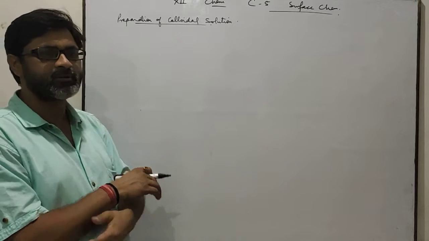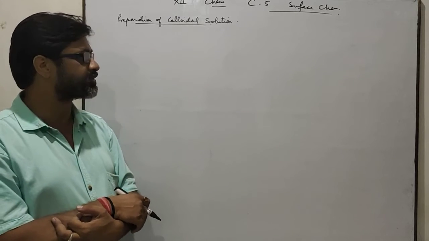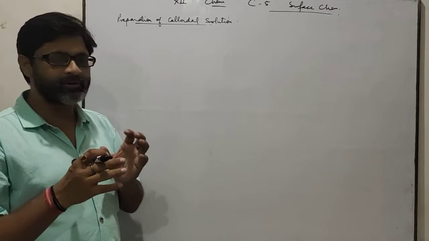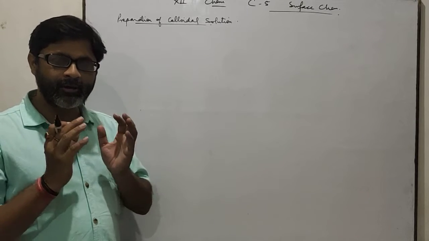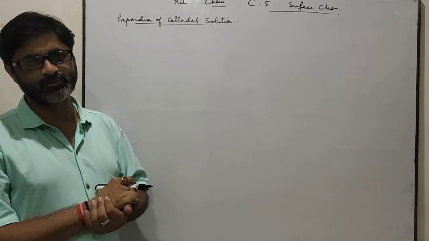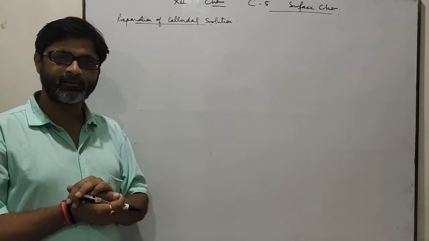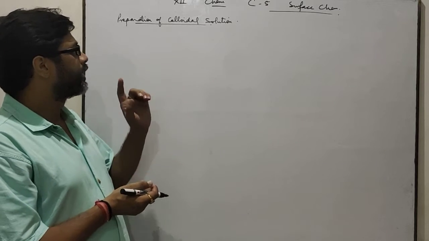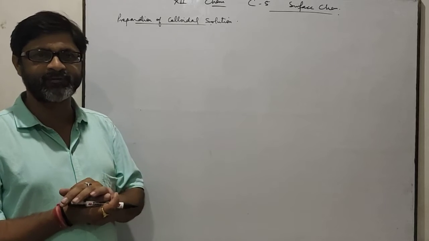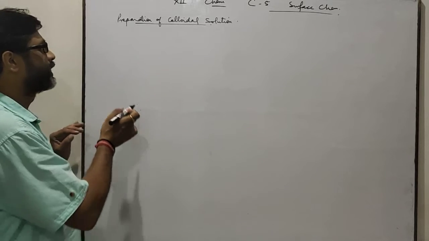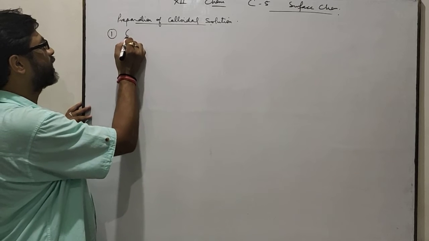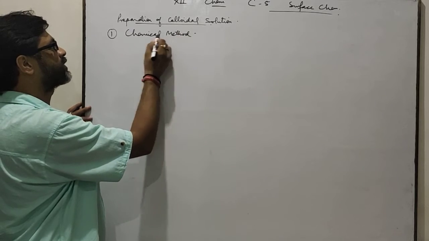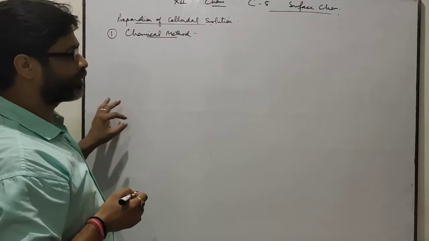There are various methods used for the preparation of colloidal solution. You know that lyophilic colloids have great affinity towards liquids. Hence, lyophilic colloids easily form colloidal solution. But lyophobic colloids are hating, hence they do not easily form colloidal solution. There are various methods used for the preparation of lyophobic colloidal solutions. The first one is the chemical method.